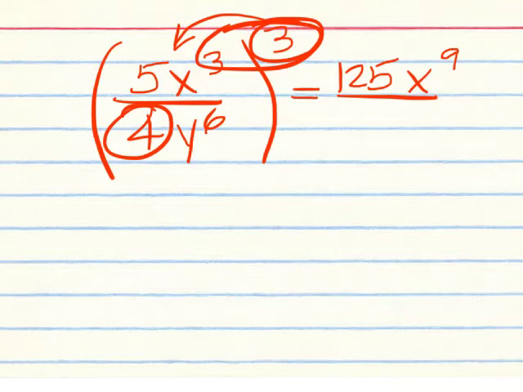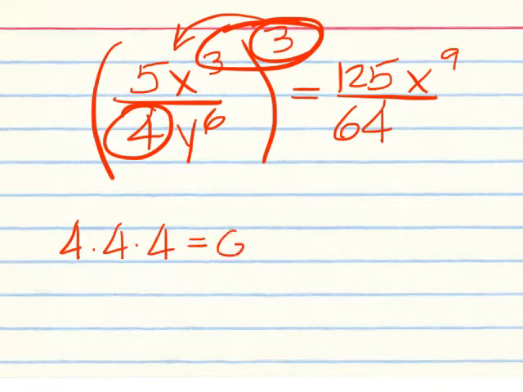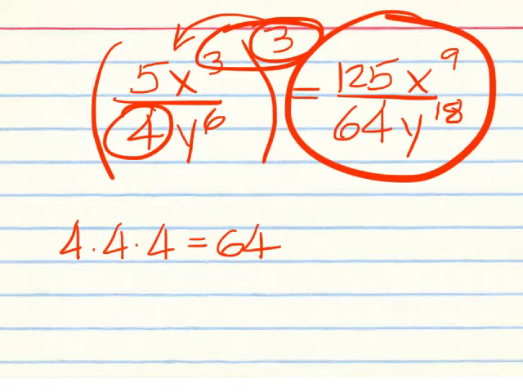Not 116. 64. Should be 64. 4 times 4 is 16, then times 4 is 64. And then the third power to the y to the sixth. Multiply the exponents to get what? 18. Y to the 18th. So this is your final answer.